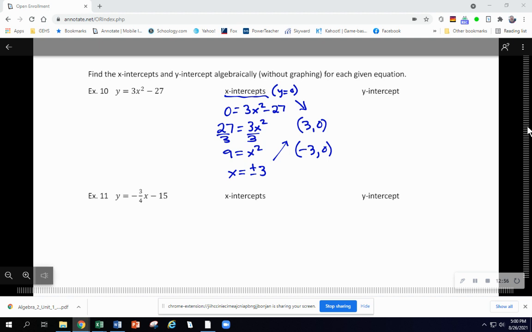Okay, when you're finding the y-intercept, you set the x equal to 0, and this is usually easier. So I'm going to put a 0 where it says x.